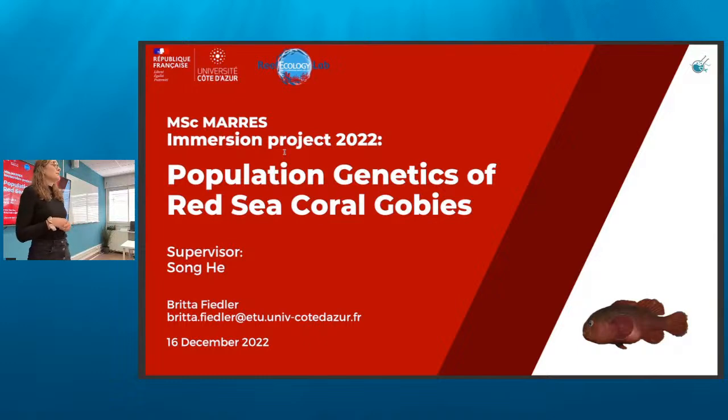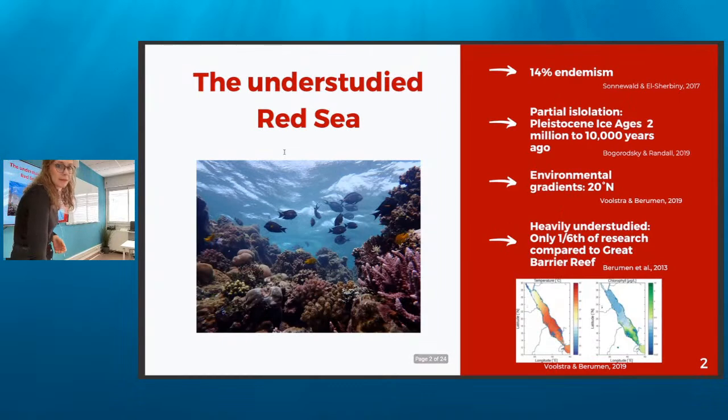But before I dive into the work I did, I would like to give you a brief introduction on the Red Sea in general. So, the Red Sea is a very important biodiversity hotspot with a high rate of endemism of about 14%. Now, this high rate can be explained by the unique geographical conditions of the Red Sea. While it used to be directly connected to the Indian Ocean, the water levels dropped significantly to 130 meters during the Pleistocene ice ages, and the water exchange has been limited ever since.